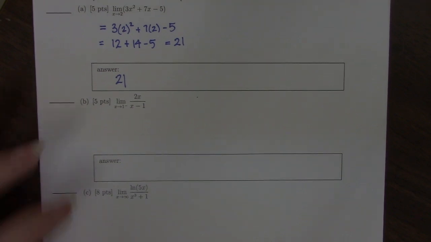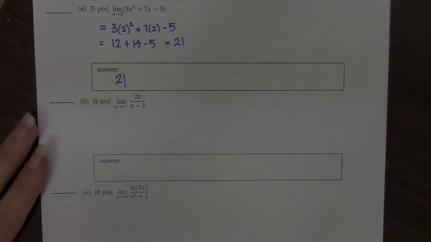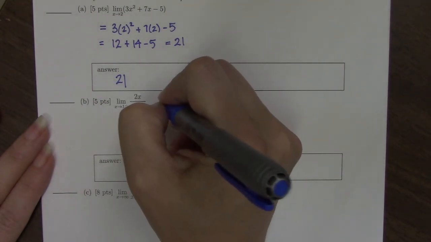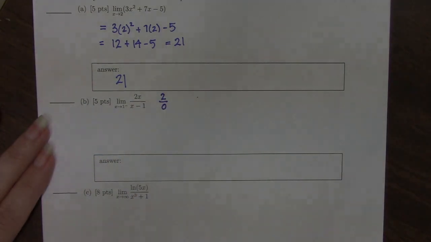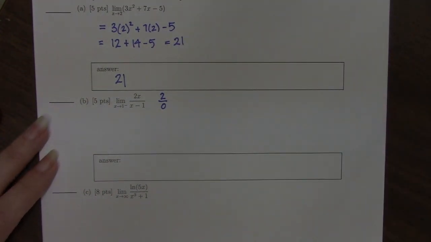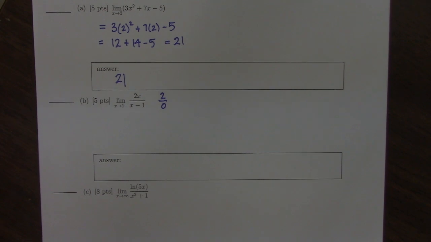This next limit is a rational expression, and it says the limit as x approaches 1 from the left of 2x over x minus 1. So if I try direct substitution here, I'm going to get 2 over 0. So this cannot be the answer to the limit because this is actually an indeterminate form, right? We can't have 0 in the denominator. So this is going to be an indication that we're probably in plus or minus infinity territory.